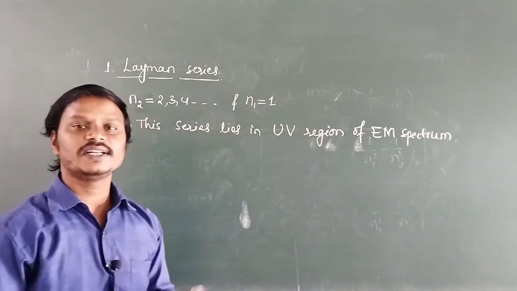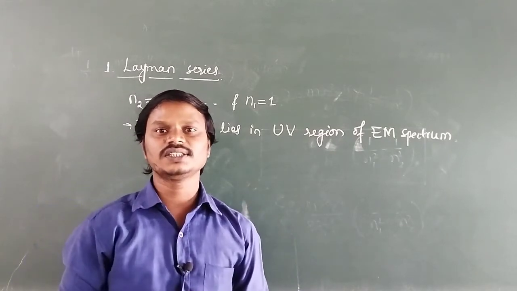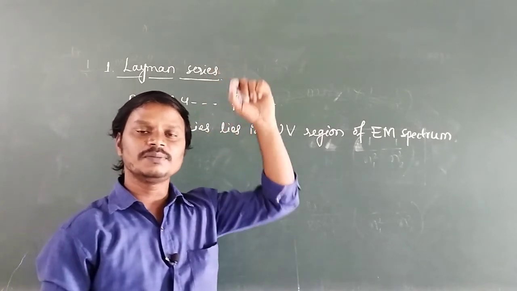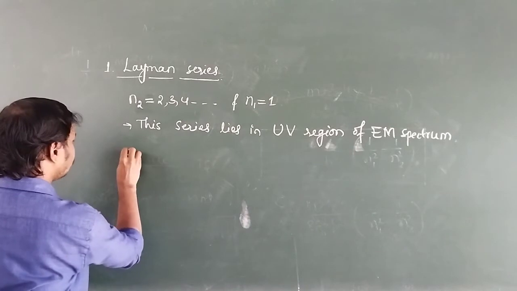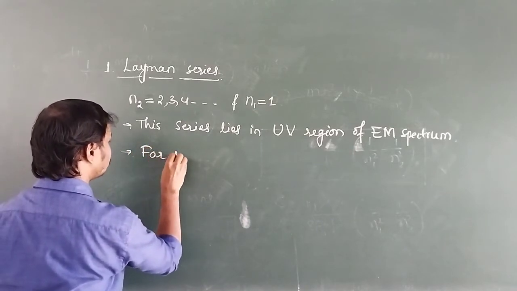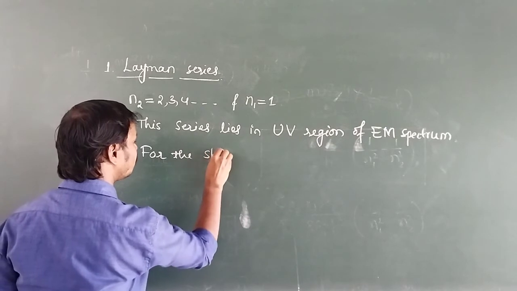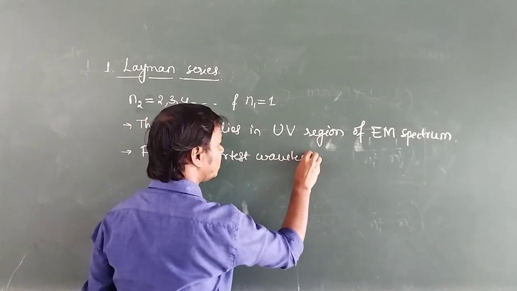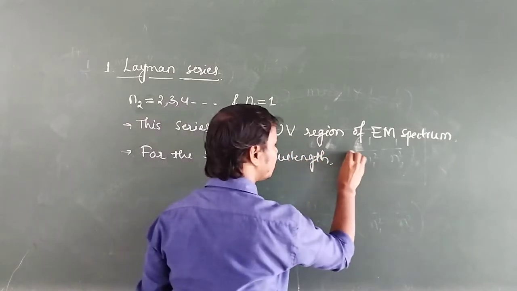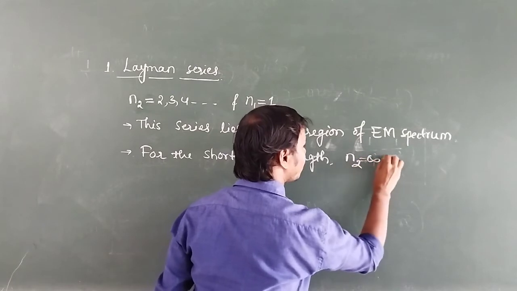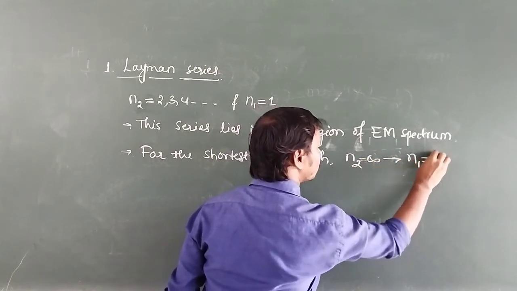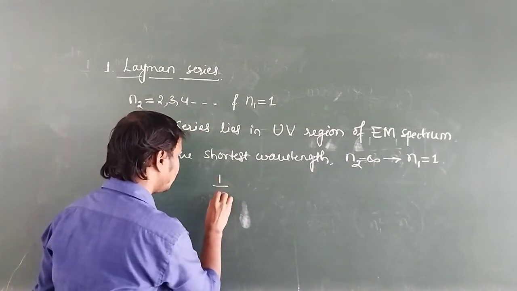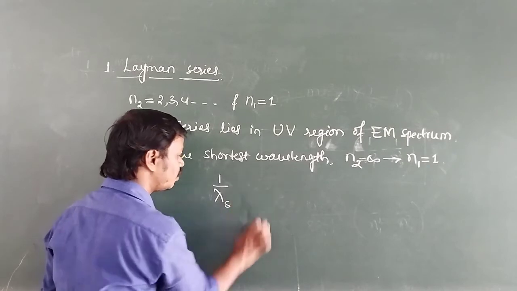And how to find the shortest wavelength and how to find the longest wavelength? We will get the shortest wavelength only when the transition of an electron is from infinity to the first orbit. The transition of an electron from where to where? Infinity to first orbit. This is in case of which series? Lyman series. See here, for example, 1 by lambda s, where lambda s means the shortest wavelength.